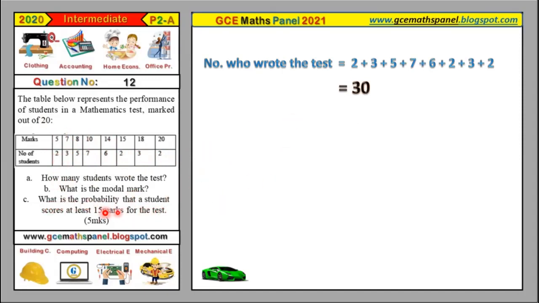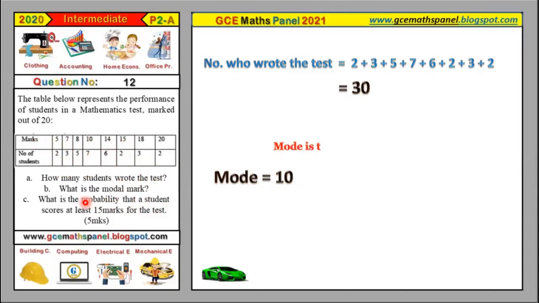Then, what's the probability that a student scores at least 15 marks for the test? First, for the mode, the modal mark is 10. If you look at all of these marks, which mark has the highest number of students? Is it 14? No, it's 10. 10 has the highest number of students, which is 7. So the modal mark is not this 7, but the mark that has the highest number of students, which is 10.